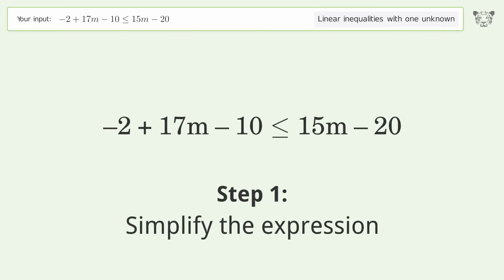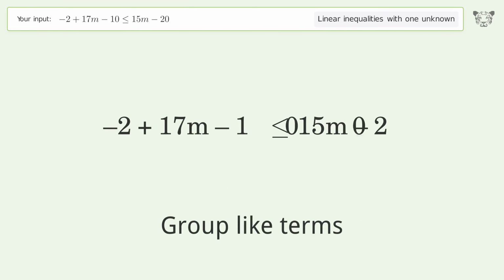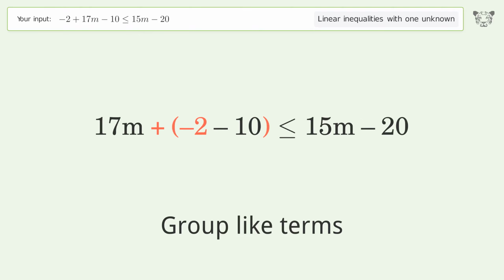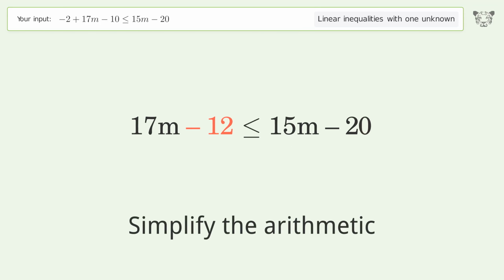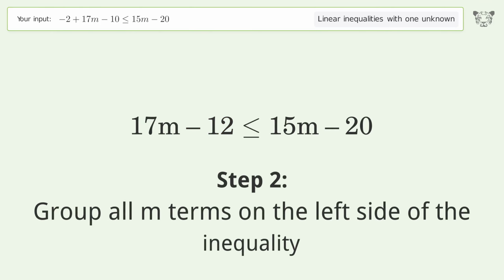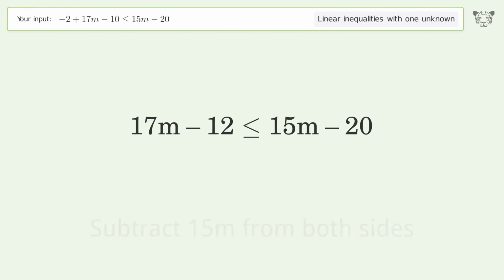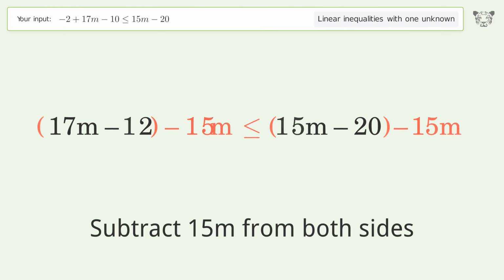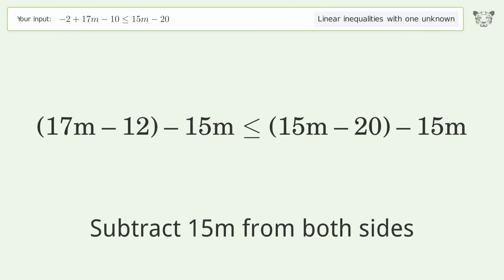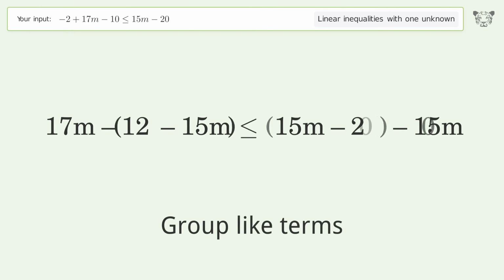Simplify the expression. Group like terms. Simplify the arithmetic. Group all m terms on the left side of the inequality. Subtract 15m from both sides. Group like terms.